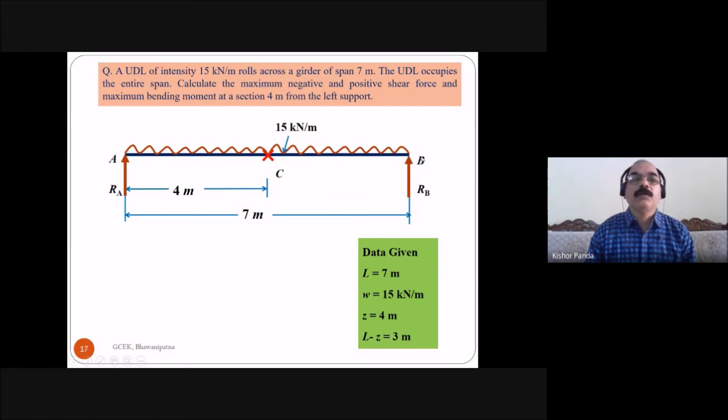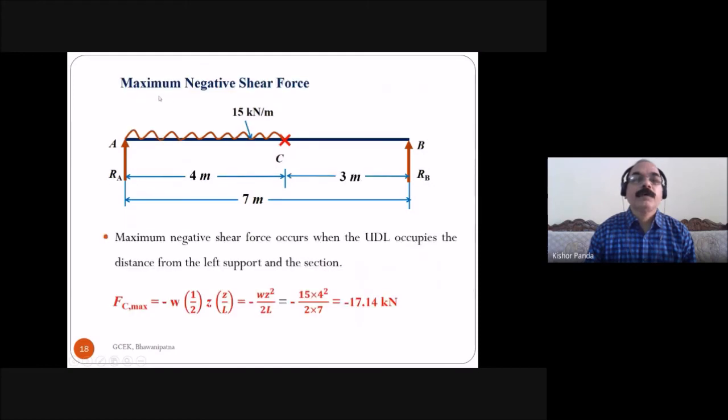So here you find out the maximum negative and positive shear force and maximum bending moment at a section 4 meter from the support A. Here you have to find out the maximum negative shear force, maximum positive shear force, and maximum bending moment. So first you find out the maximum negative shear force.